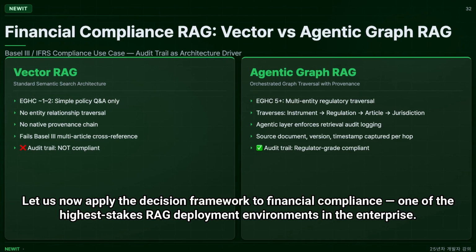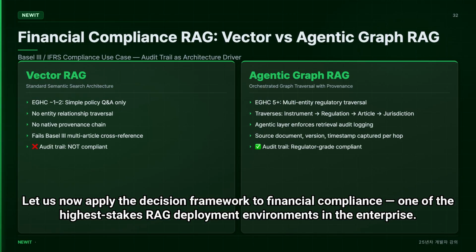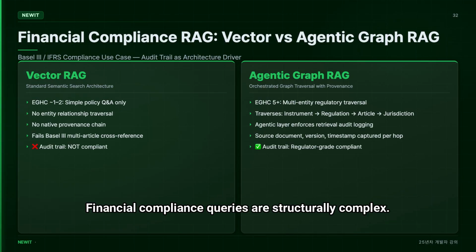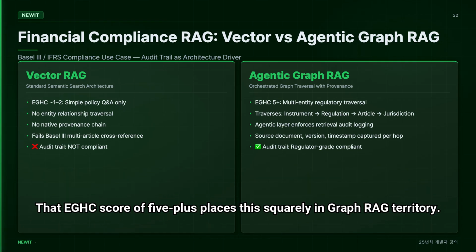Let us now apply the decision framework to financial compliance, one of the highest stakes RAG deployment environments in the enterprise. Financial compliance queries are structurally complex. A question like, does our trading book exposure in Tier 2 capital instruments comply with Basel III Article 92 given our current leverage ratio, requires traversing at minimum 5 entity relationships. The trading book entity, the capital instrument classification, the regulatory article reference, the leverage ratio calculation rule, and the jurisdiction-specific implementation of Basel III into local regulation. That EGHC score of 5+ places this squarely in graph RAG territory.